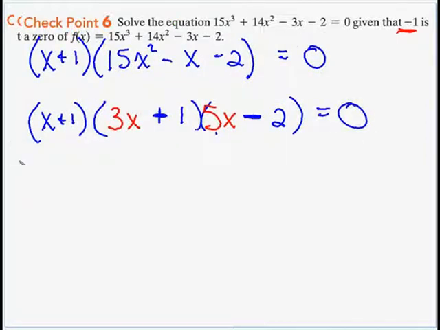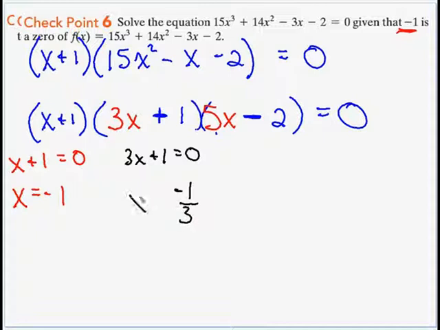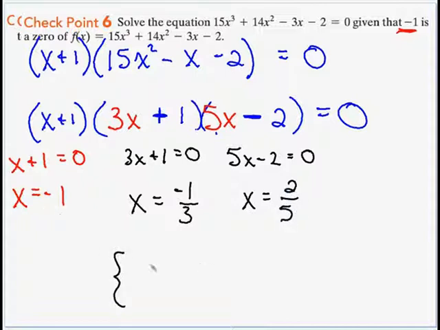So we will set each factor equal to 0. If x plus 1 equals 0, subtract 1 from each side, and we get -1. If we set 3x plus 1 equal to 0, the first thing I will do is subtract 1 from each side, and then I will divide by the 3, so x is -1/3. If we set 5x minus 2 equal to 0, first thing I do is add 2 and then divide by 5. There is our solution set. The most negative number will be the -1, and then the next number would be -1/3, and then +2/5.